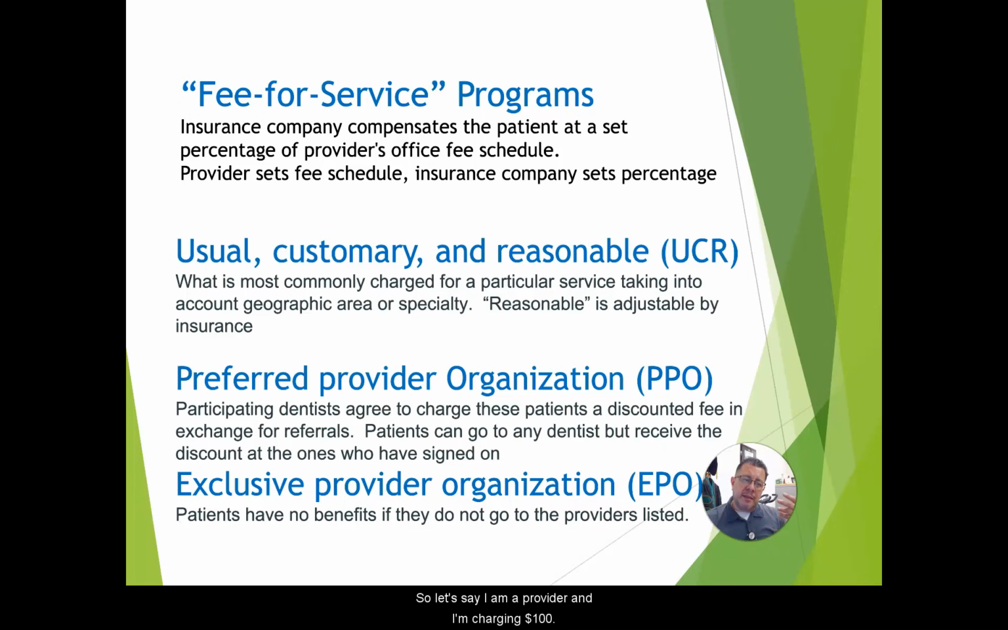So let's say I am a provider and I'm charging $100. Let's just give it a number, $100 for a pro fee. Okay. Now, that's what I charged my patient. The insurance company can say, well, because you're an out of network provider, we're only going to pay 50%, but not at $100, at $80. So do you see what a difference that is? So that would be what, $40? So all of these things you need to make sure you take in consideration.